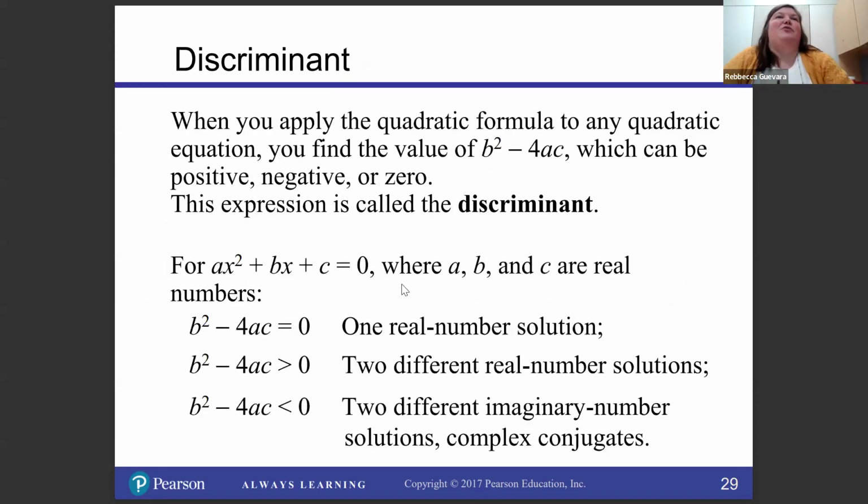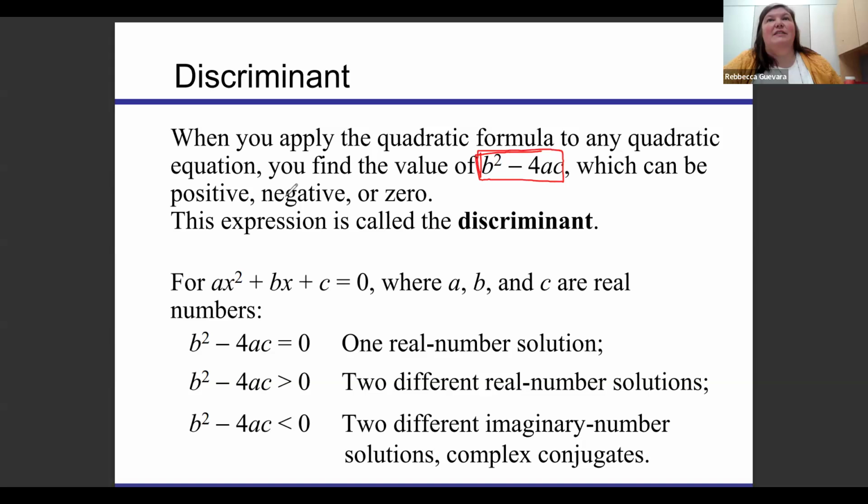So I just want to bring up that discriminant. When you apply the quadratic formula to any quadratic equation, you find that the value b squared minus 4ac can be positive, negative, or 0. We didn't have a case of 0, but when it's 0, we just end up with one solution. This expression here is called your discriminant. So if you want to see if you can even bother using the quadratic formula for real number solutions, you just look at that discriminant.